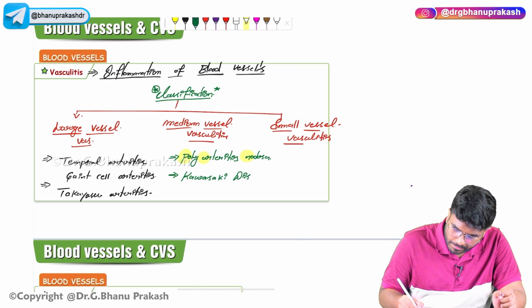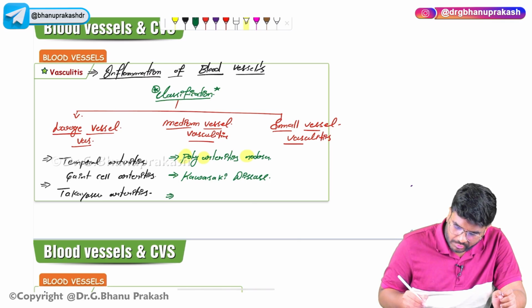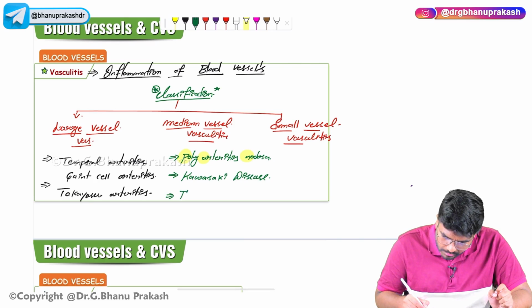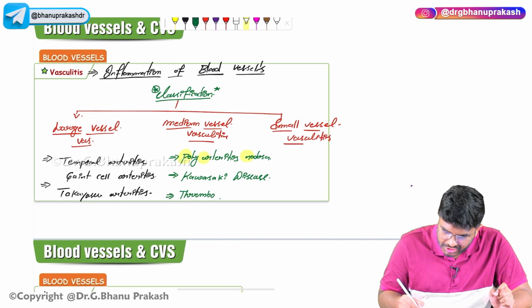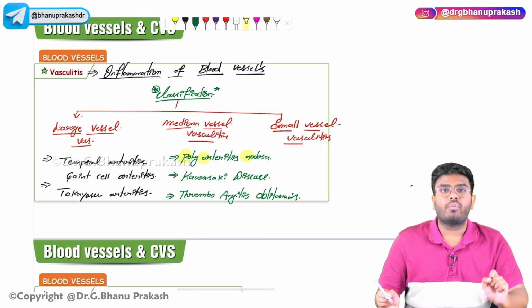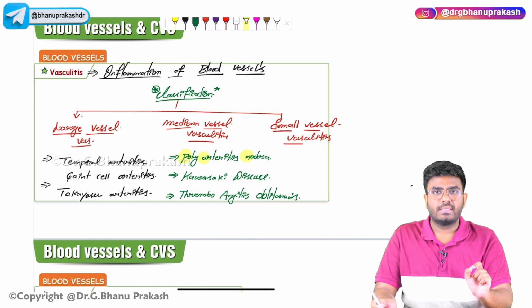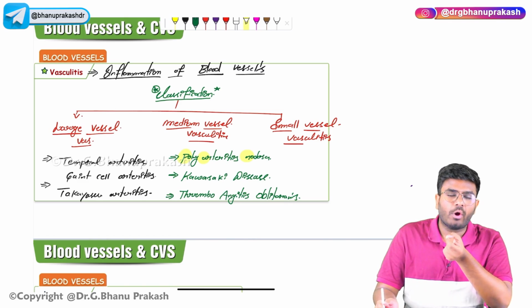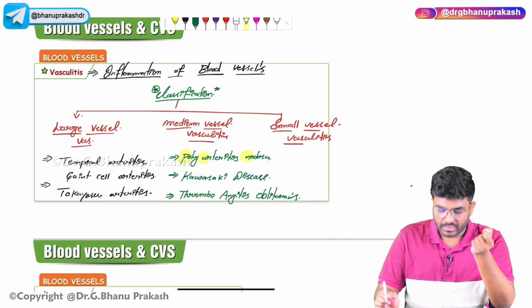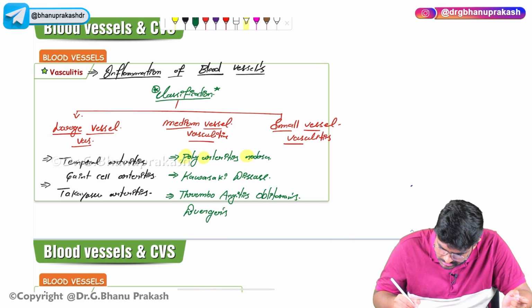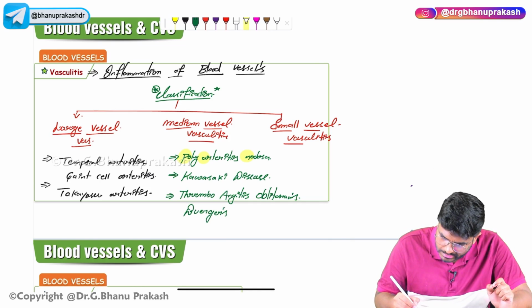The second example which I want you to know is Kawasaki disease. And the third example which I want you to remember is TAO, which is nothing but thromboangiitis obliterans. This was a question asked in one of the exams: what is the other name? TAO, thromboangiitis obliterans, is the other name for Buerger's disease.